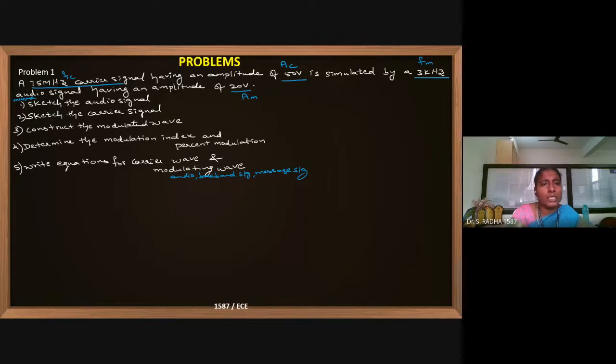Now sketch the audio signal. First question, sketch the audio signal, and the second question is sketch the carrier signal. For the audio message signal I put m(t), and for the sketch of the carrier I put c(t), with x-axis, y-axis, and origin. We know that the message is a low frequency signal and the carrier is a high frequency signal.